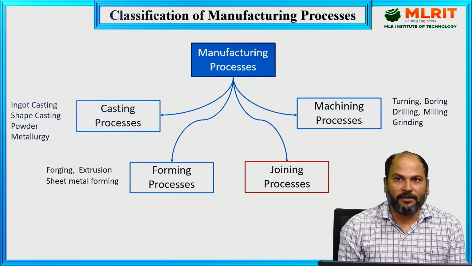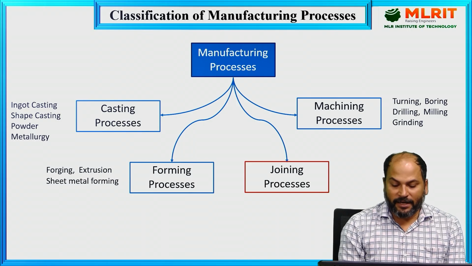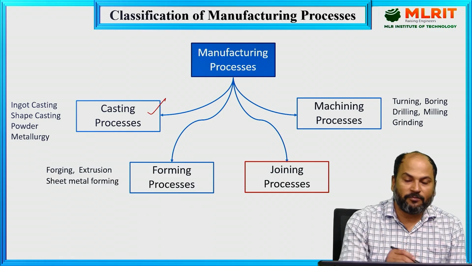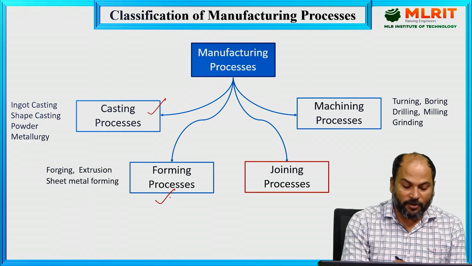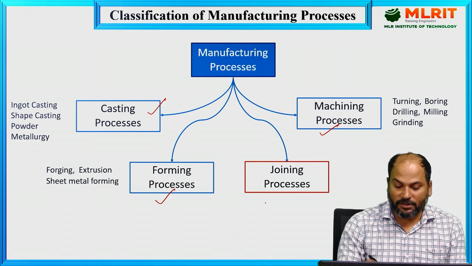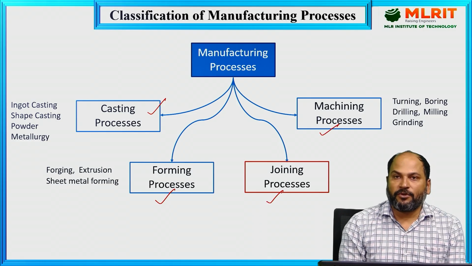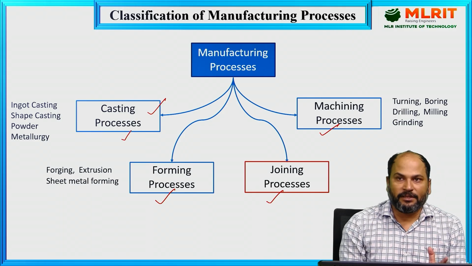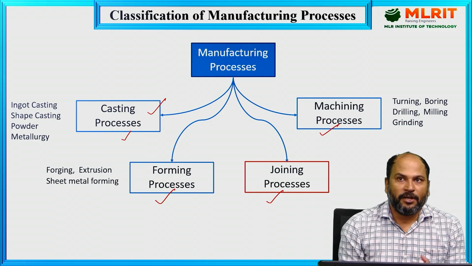Okay, so manufacturing processes, in our first lecture, if you remember, we have already discussed how broadly it is classified. It is broadly classified in four parts or four types. First one is the casting process, second one is the forming operation, third one is the machining process, and fourth one is the joining processes.